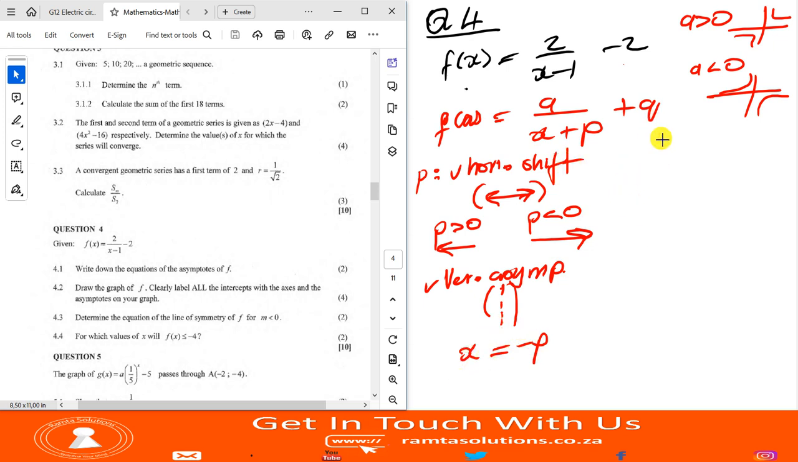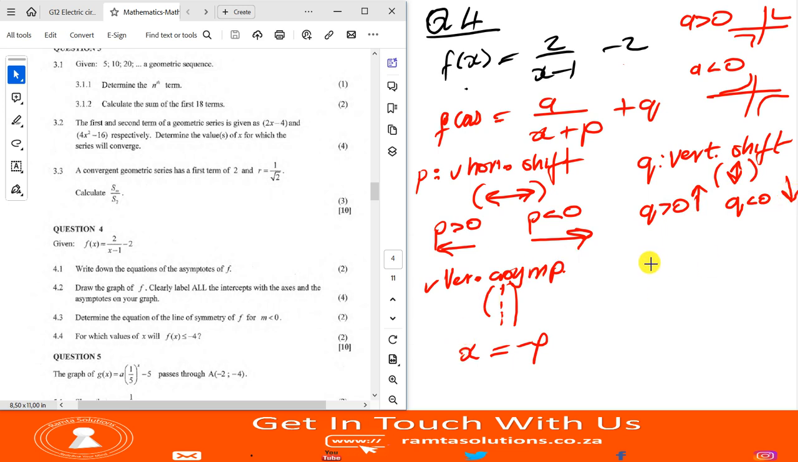Now let's look at the value of q. The value of q is what we call the vertical shift. That means movement up and down of the graph. If q is positive, your graph shifts or moves up. If it's negative, it shifts down.